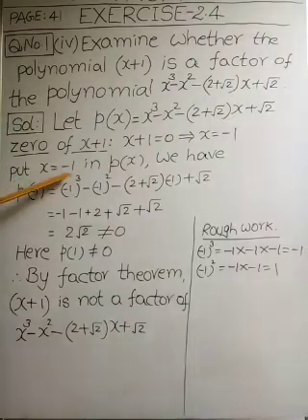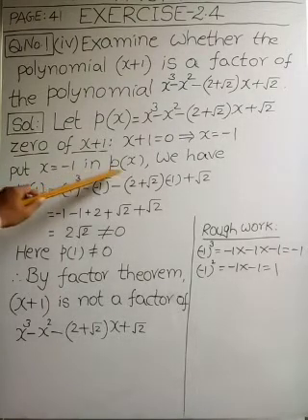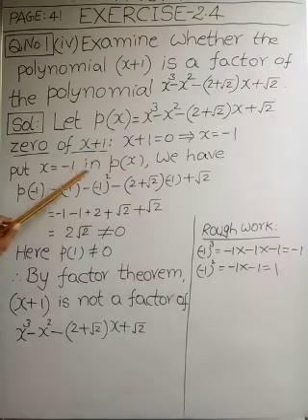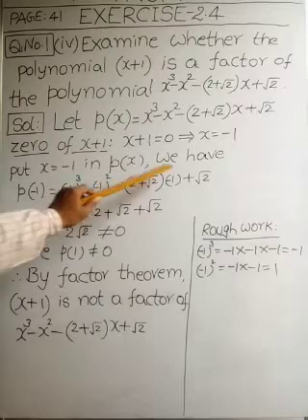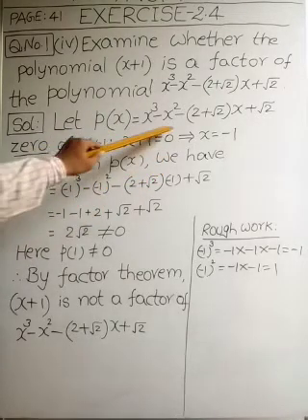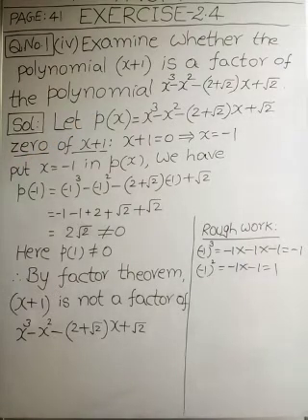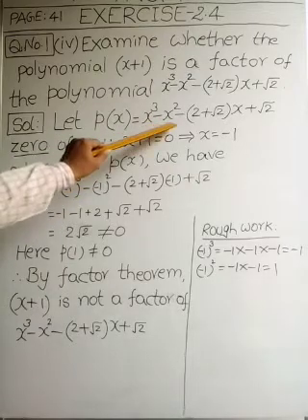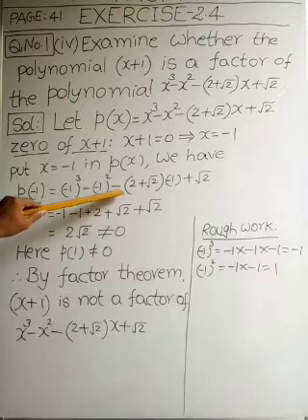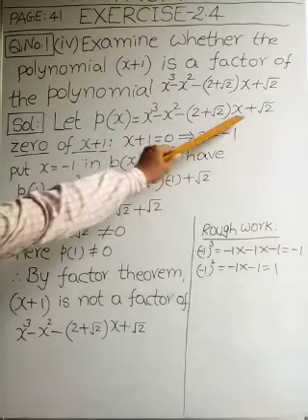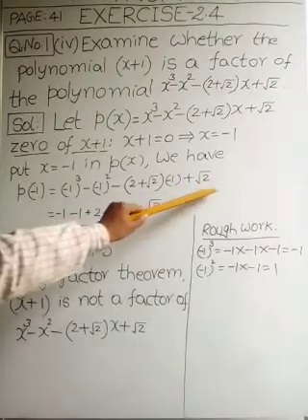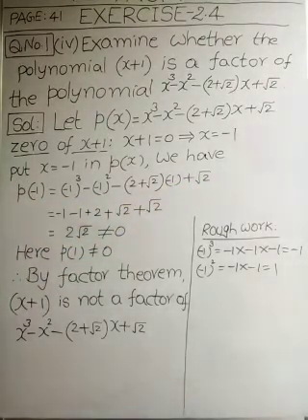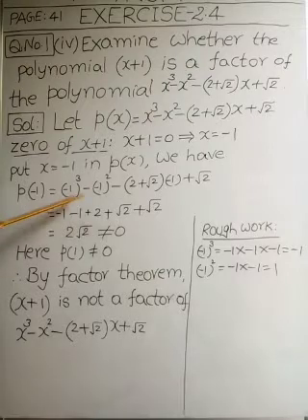So put x is equal to minus 1 in p of x. Then we have p of minus 1. In this polynomial, we are replacing x by minus 1. So p of minus 1 is equal to: x cube is there, so minus 1 whole cube, minus, what is the second term? x square, so minus 1 whole square, minus (2 plus root 2) x, so into minus 1, plus root 2. In this step, I replaced x by minus 1. After that, we have to simplify these terms.